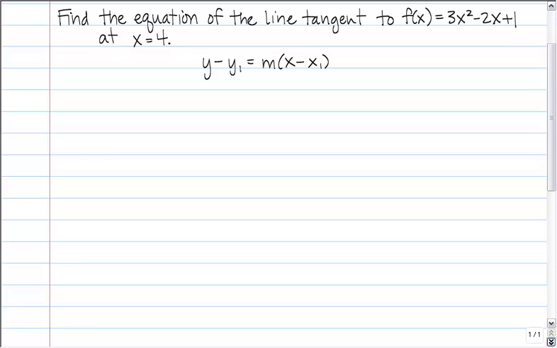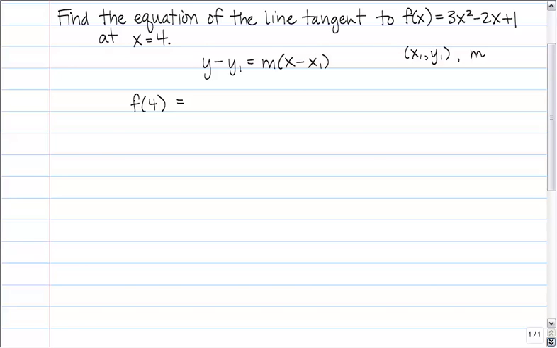Now to use this equation, we need to know two things. We need to know x1, y1. So we need to know a point on that line, and we need to know a slope. So first let's talk about how we're going to find a point on that line. We are given the x value. We know x equals 4. So let's go ahead and find the y value at 4. So let's find f of 4.